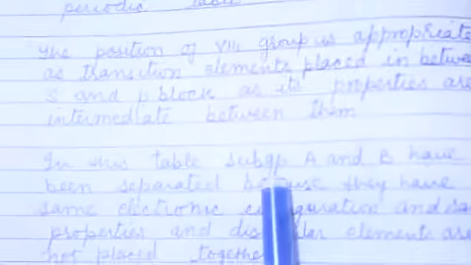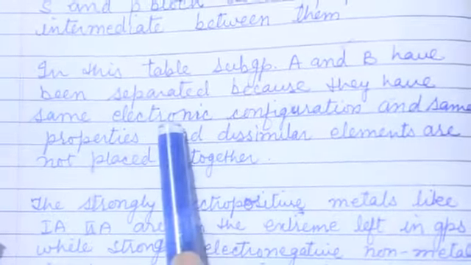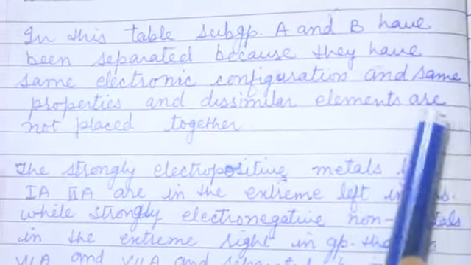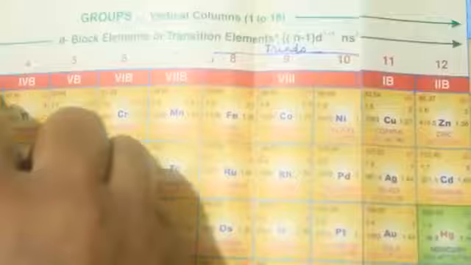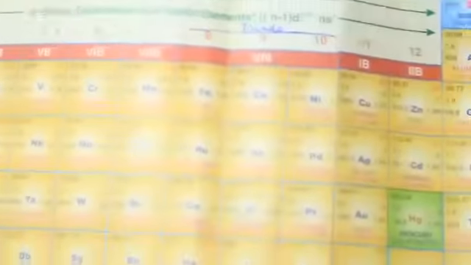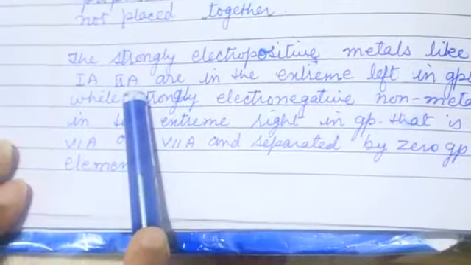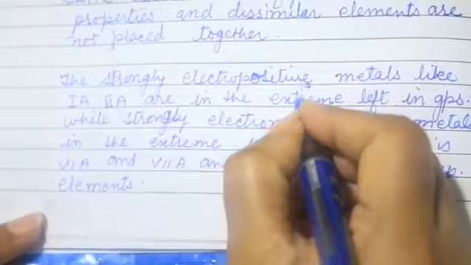In this table, subgroups A and B have been separated because they do not have the same electronic configuration and properties, and dissimilar elements are not placed together. The first A resembles the first B and the second A resembles the second B. They are subgroups.